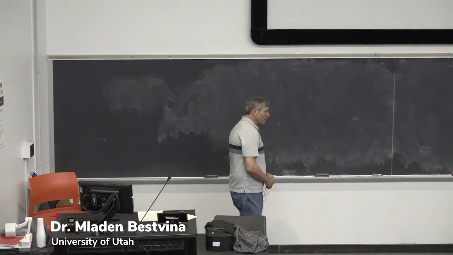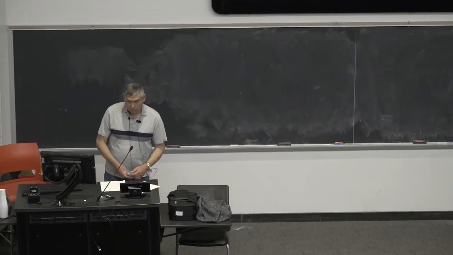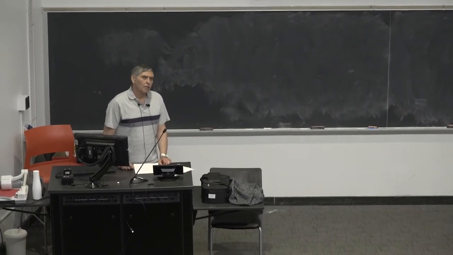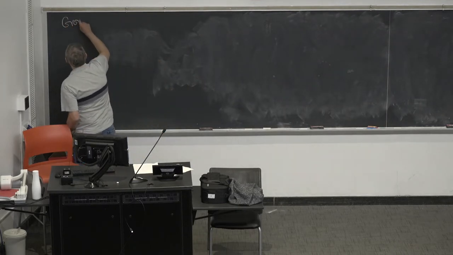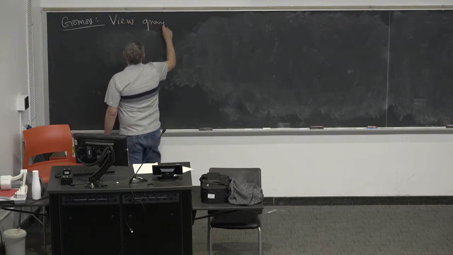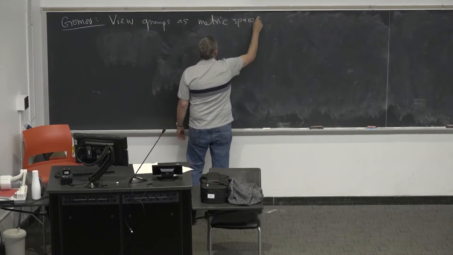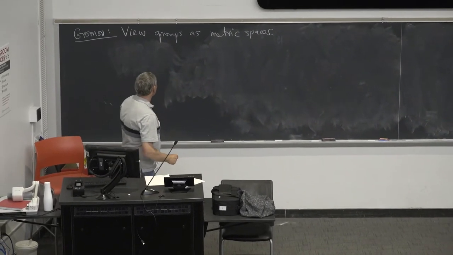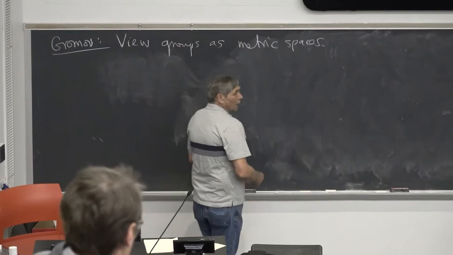Okay, so speaking of ICM, I'm reminded that 40 years ago, Gromov, who is considered to be the father of this subject, geometric group theory, gave a talk at the ICM, and his basic message was: view groups as metric spaces. So my talk today, or at least the first half, is going to try to explain what this means. All groups today are going to be finitely generated.